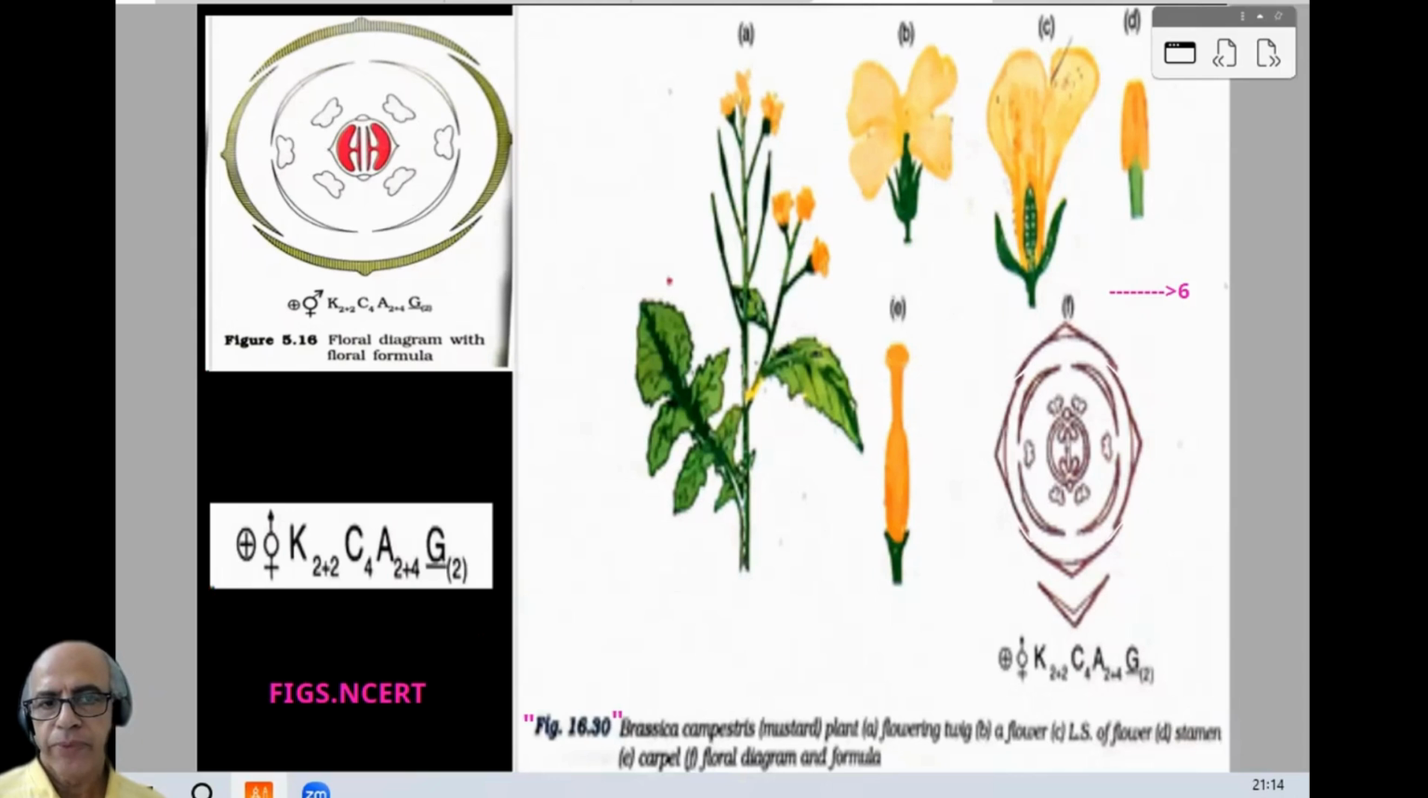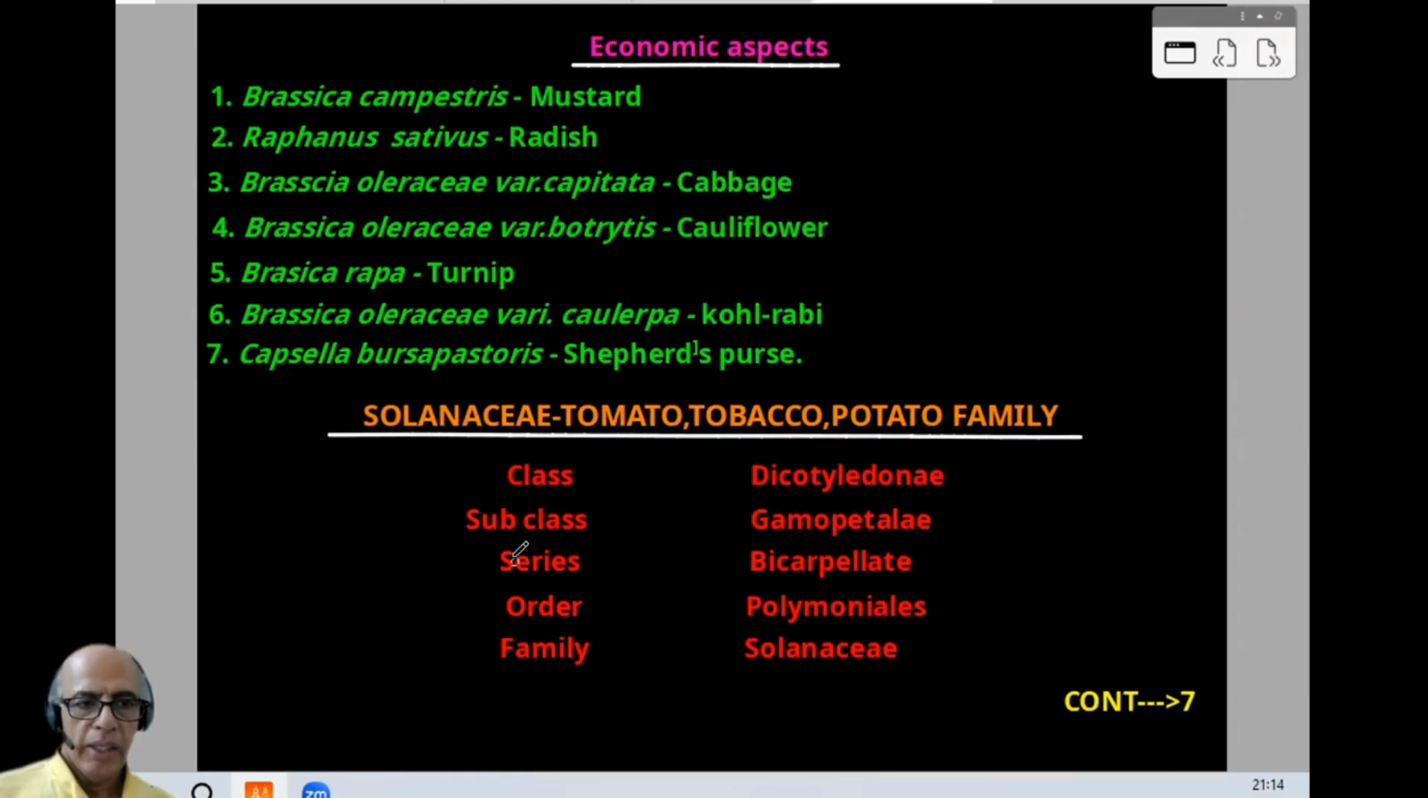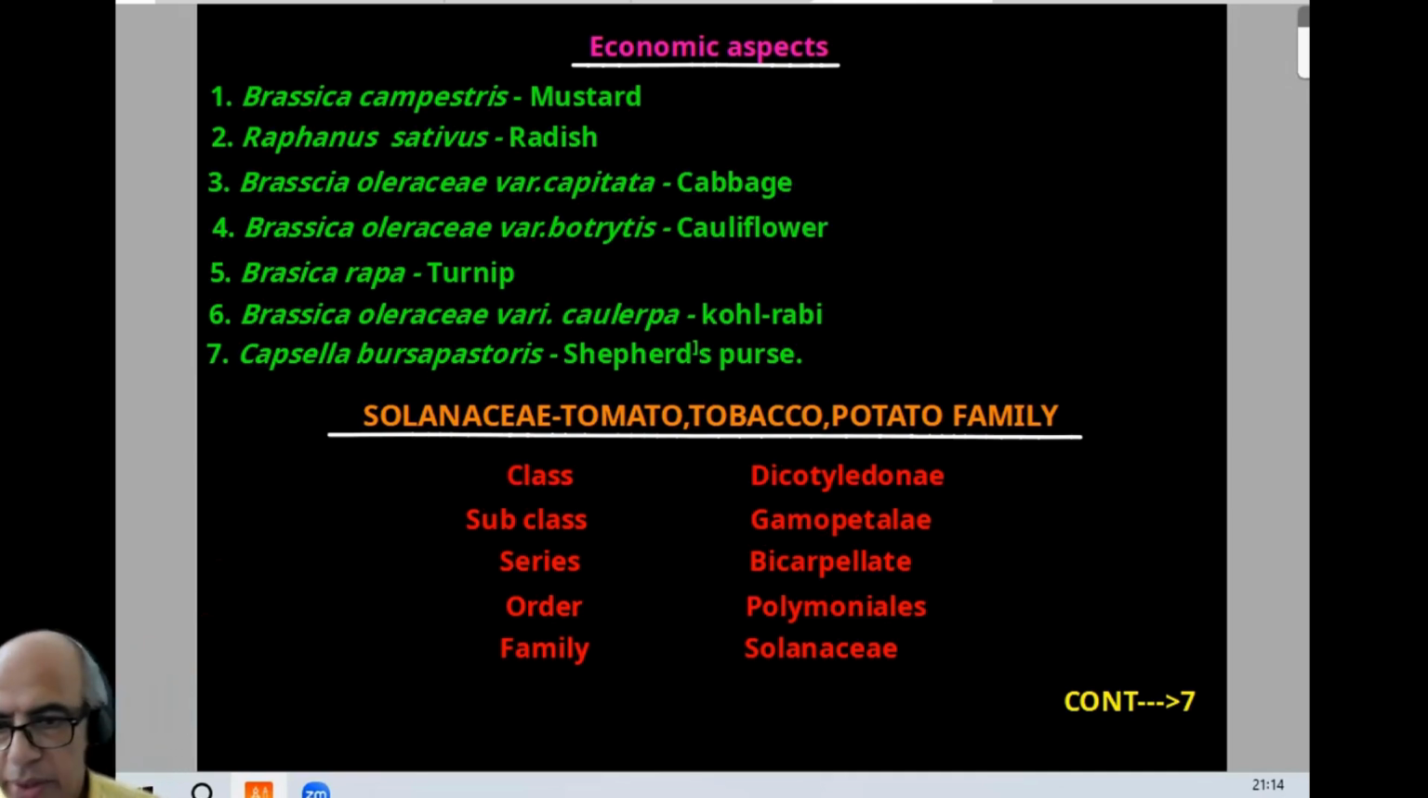Now, after that, the economic aspects of this family. When we proceed, 7 important plants I wrote, like Brassica, Raphanus, Brassica different varieties, then Capsella, shepherd's purse, etc. If you are familiar, it will be easy because sometimes the question will be the odd one out from this family. Now, the second family we can proceed with, that is Solanaceae.